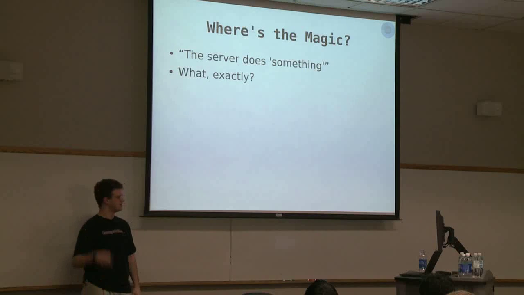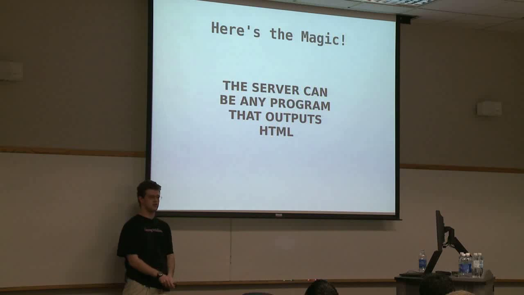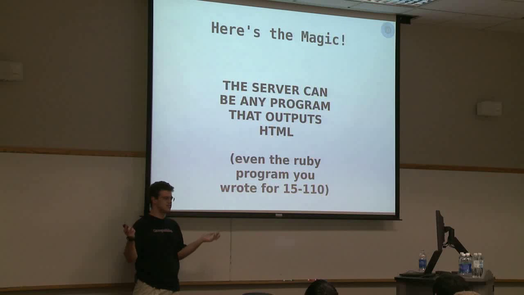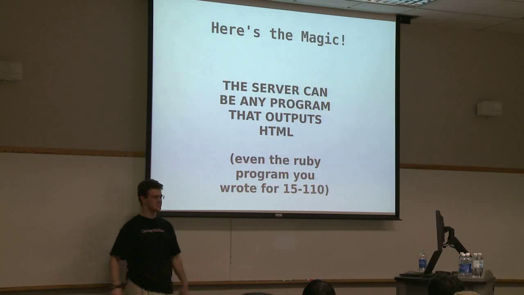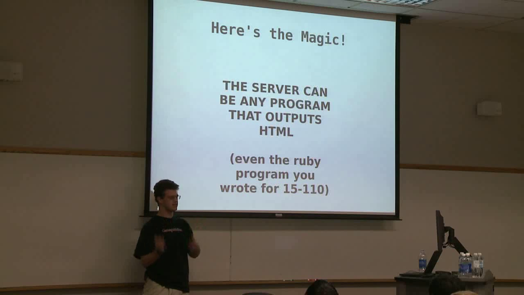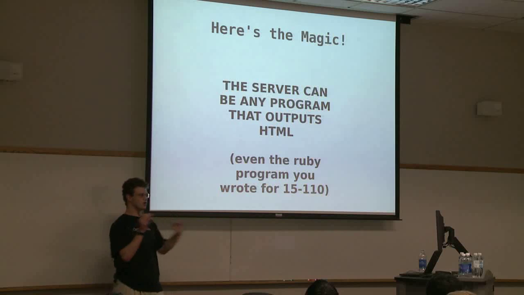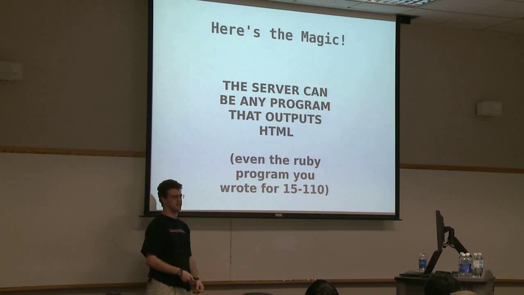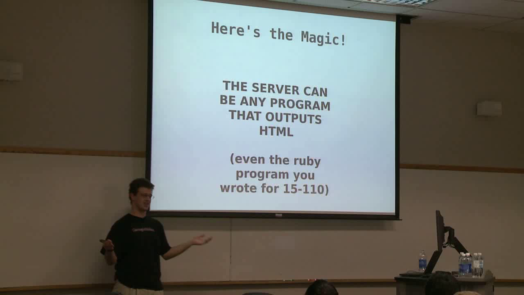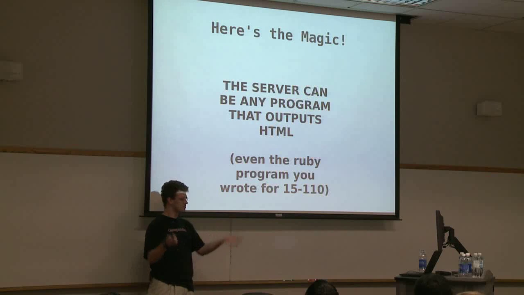So what's the magic? Here's the magic. The server is just any program that can output HTML. Any program that can speak HTTP can be a web server. So yeah, you could write a program in Ruby, like you did in 110, and that could be a web server. Anything that can listen to a browser and then dump out information, it can be a web server. Even if your program just listens to the browser and then ignores what it says and dumps out a web page that shows a picture of a cat. That is a perfectly valid web server, for some definition of valid. It would work. You could point your browser at it, and it would work just fine.